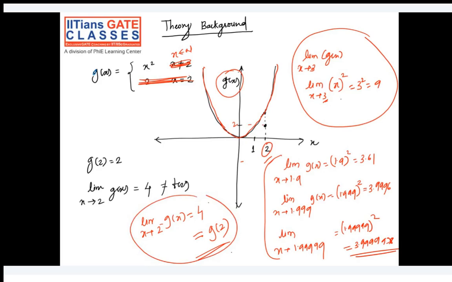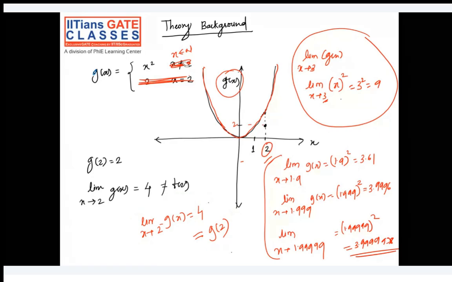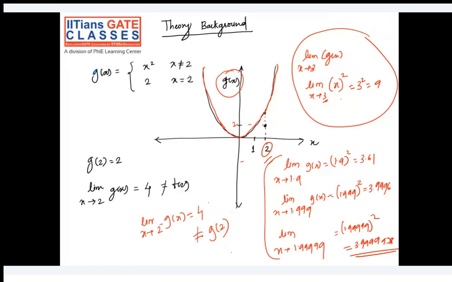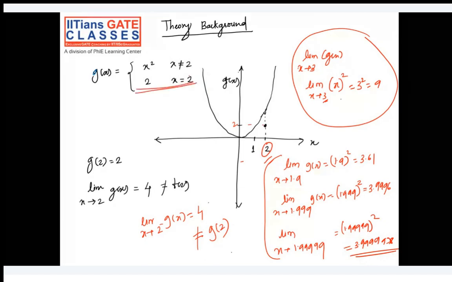If you approach the value 2 from the negative side, you are getting 4. Okay, 3.99998 means 4, right? But the value of the function at that point is not 4, it is 2, which is given in the function. So that's why this particular function g of x is not continuous. And this limit concept is helping us to understand it. If you approach that point, you are getting some value, and the value of the function at that particular point is something different. They are not matching with each other. It means the function is discontinuous at that particular point. I hope you are following it.